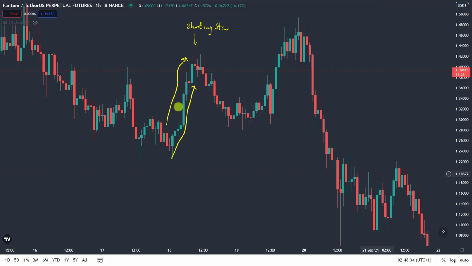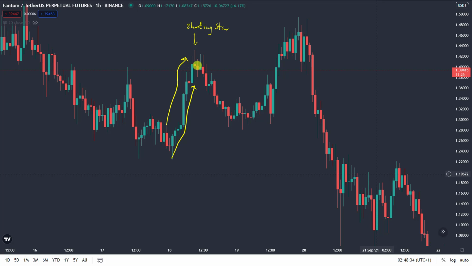And what we told you about the shooting star is that it is formed at the end of an uptrend. It is formed at the end of an uptrend. And when it is formed at the end of an uptrend, we wait for a confirmation candle before we enter, or we combine it with our technical analysis tools, which can be our volume or another technical indicator.